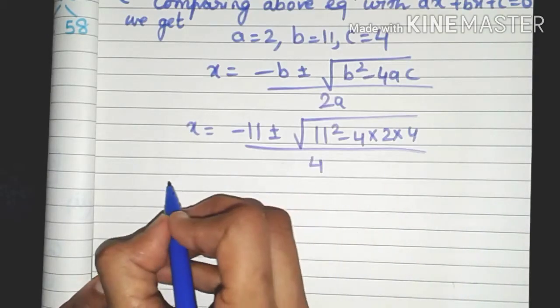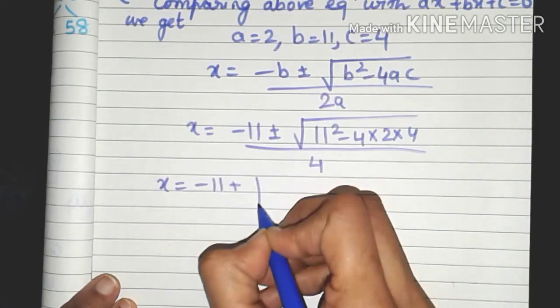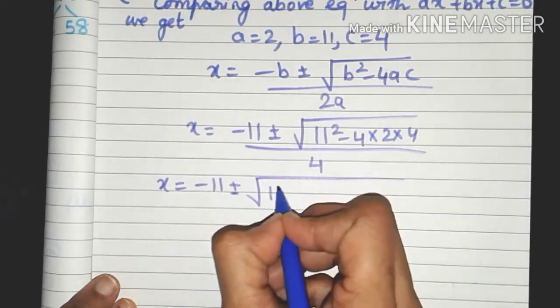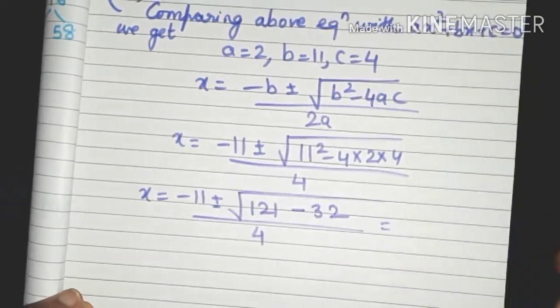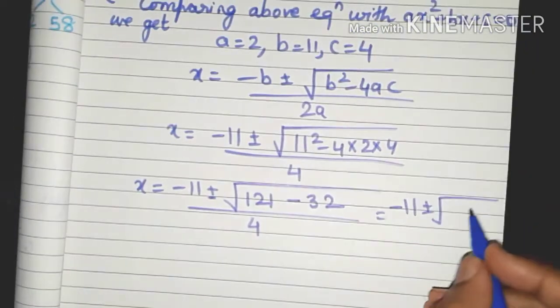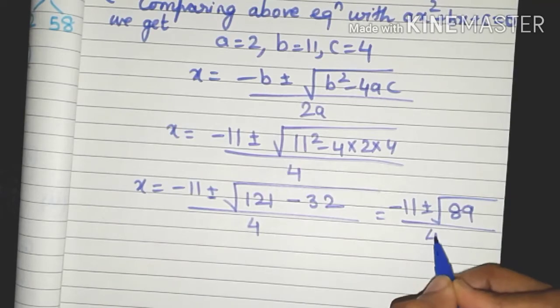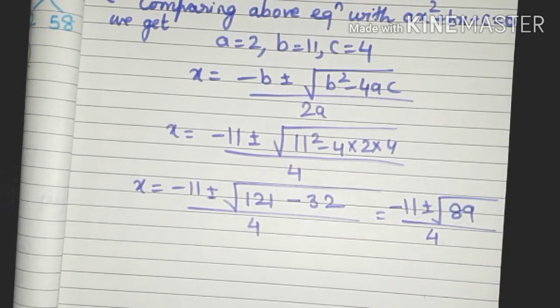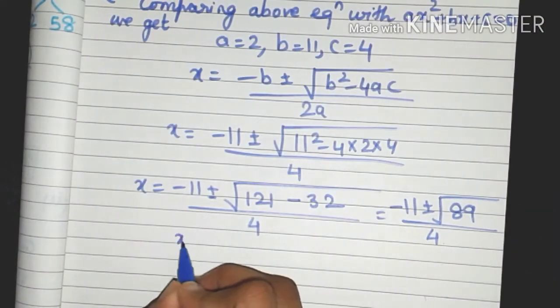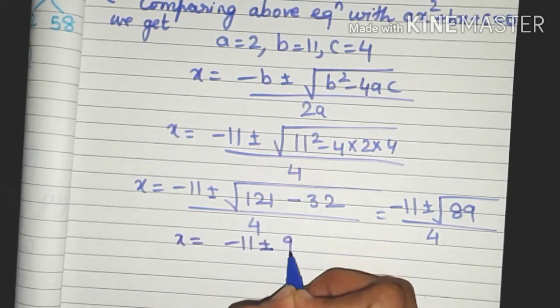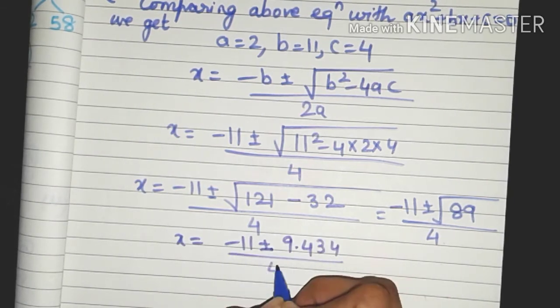Okay, so this is the equation now. Don't forget the minus sign over here. So we'll get 32 here divided by 4. So what is 121 minus 32? Yes, exactly. It's 89 divided by 4. So can I find root of 89 in my table? Yes, of course you can find out. So let's do that. See, this is 89. How much is it? 9.434. So let's write that down. Divided by 4, is it not?